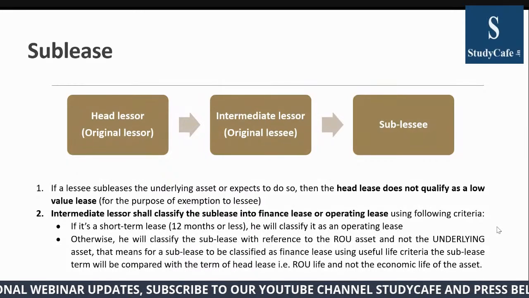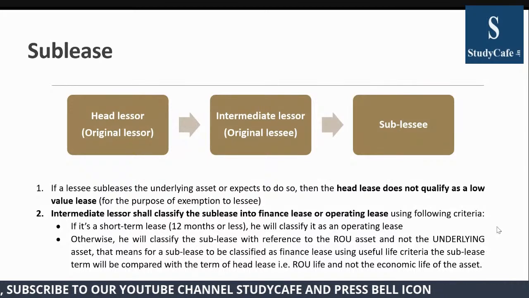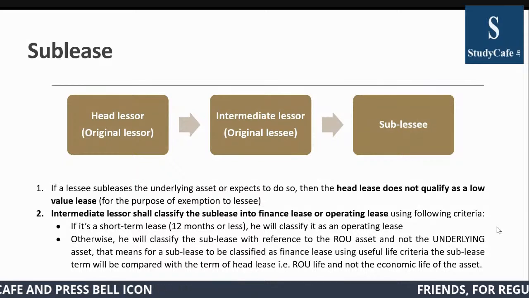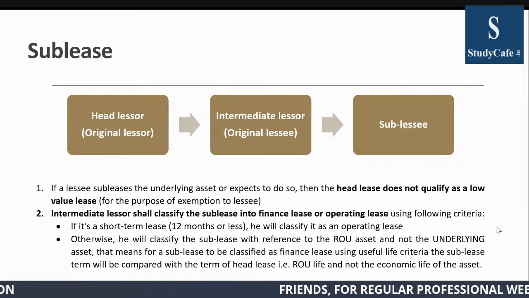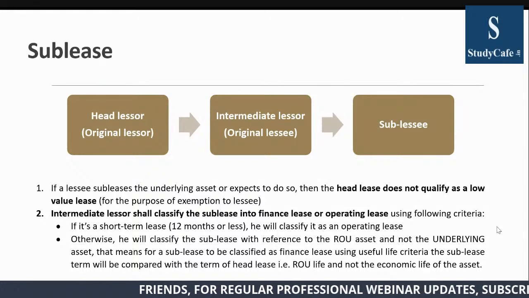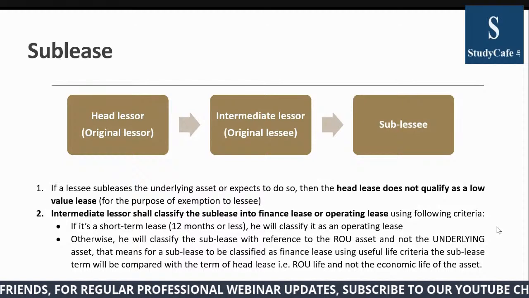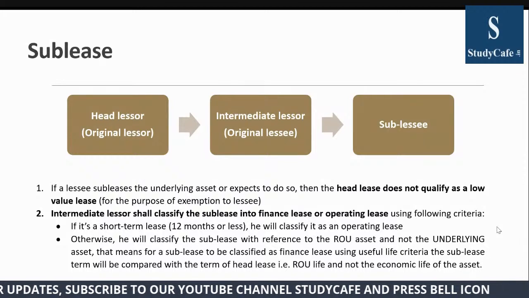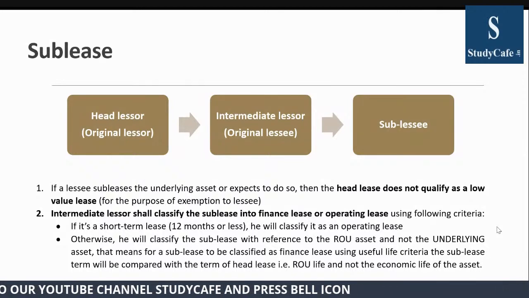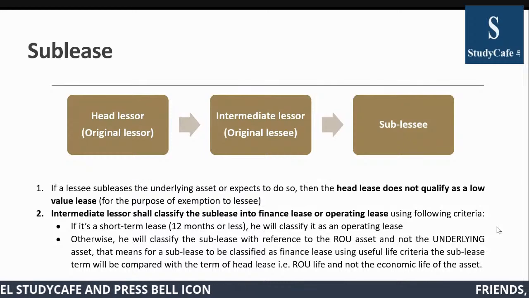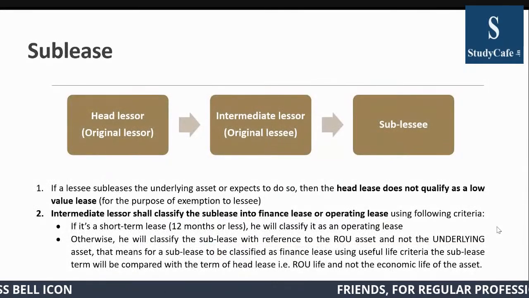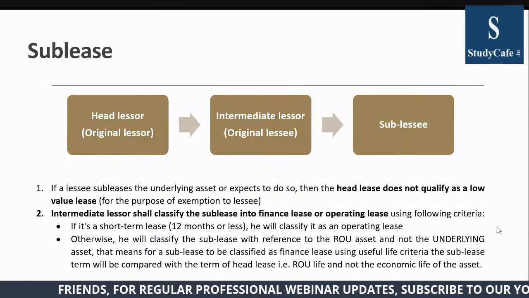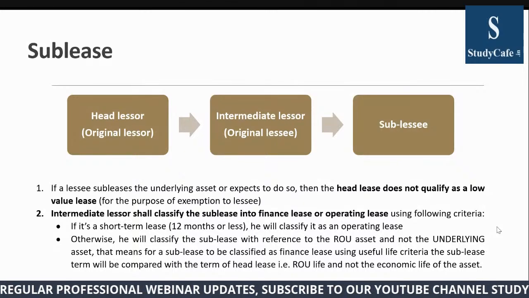There are two things that need to be kept in mind. Number one, if the sublease is for a period of 12 months or less, that means it is a short term lease. In that case, it will be classified as an operating lease. But if it is for more than 12 months, in that case, the lessor will be required to compare the period of the sublease with the period of the main lease. That means the ROU asset of the main lease will be compared with the ROU asset of the sublease.